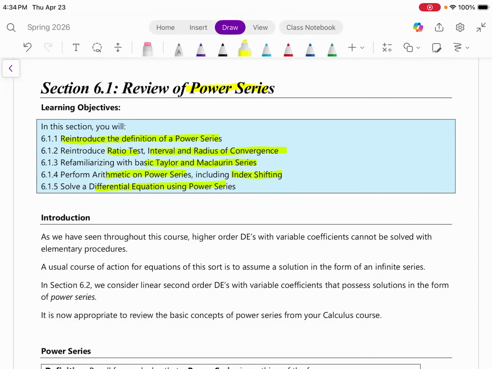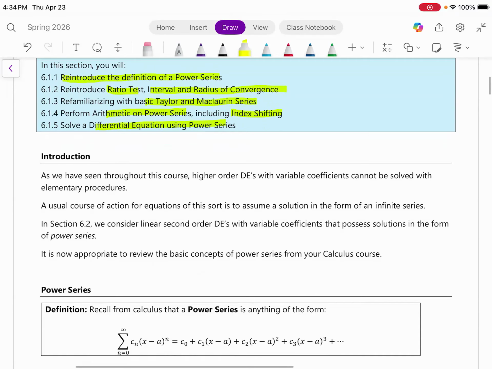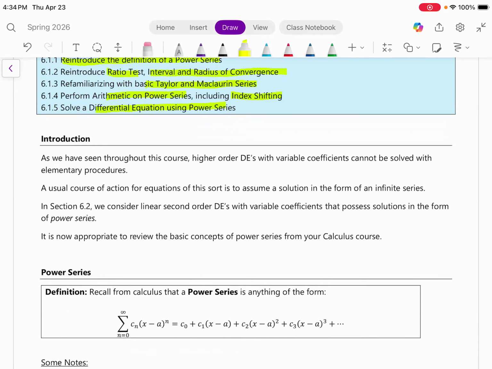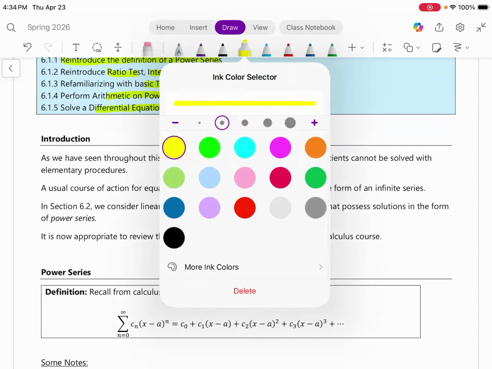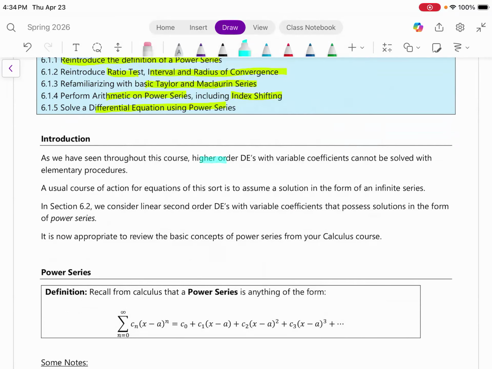Let's go ahead and reintroduce ourselves a bit with power series. As we have seen throughout the course, higher order differential equations with variable coefficients, meaning some type of function of x, cannot be solved with elementary procedures. So a usual course of action for equations of this sort is to assume a solution is in the form of an infinite series.